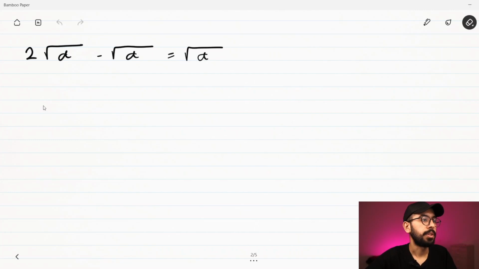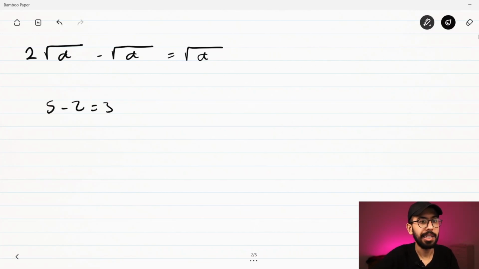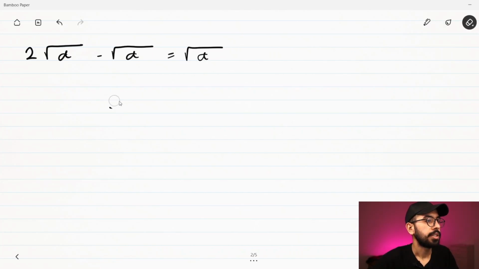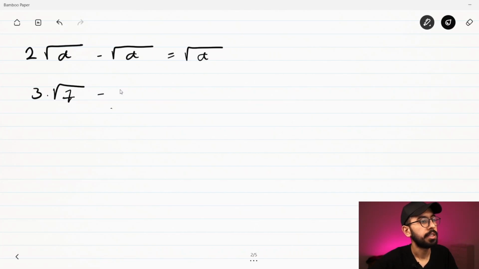Now let's jump to law number 2, which is subtraction. If we have two same identical roots and we subtract one of them from the other, it will be like subtracting two numbers. It will be like subtracting 5 minus 2, it will be 3. It's like that, very easy. So let's take an example. If we have 3 times root of 7 minus 2 times root of 7, it will be 1 times root of 7, which is just root of 7.